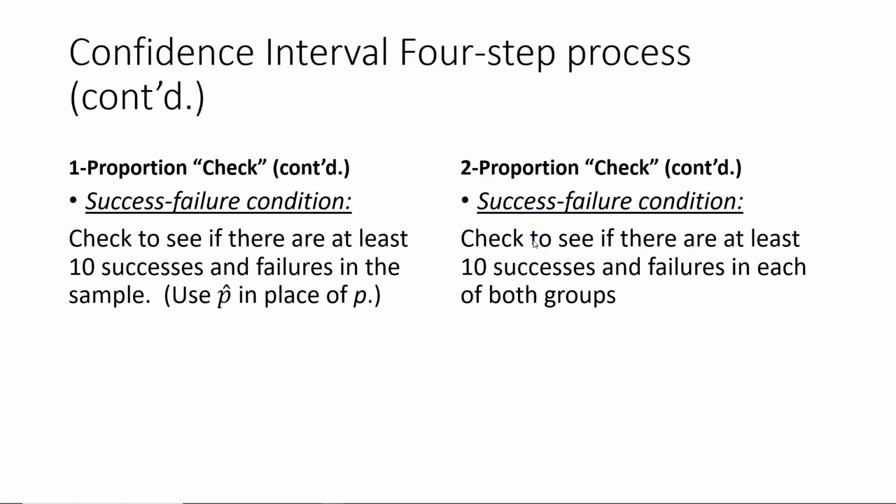So concluding our comparison of the check step for both one proportion and two proportion constructions of confidence intervals, we take a look at the success failure condition for both. So for one proportion success failure condition check, we look to see if there are at least 10 successes and failures in the sample, and we use the sample proportion in place of the population proportion in the formula. For two proportion check step of the success failure condition, we check to see if there are at least 10 successes and failures in each of both groups.